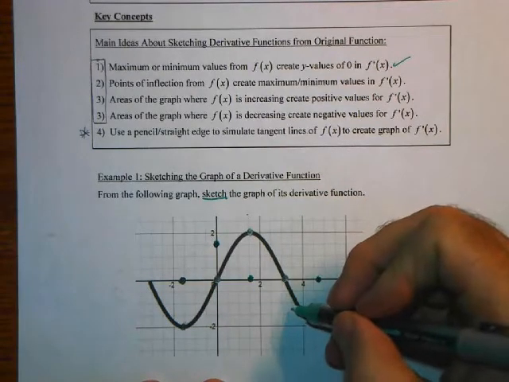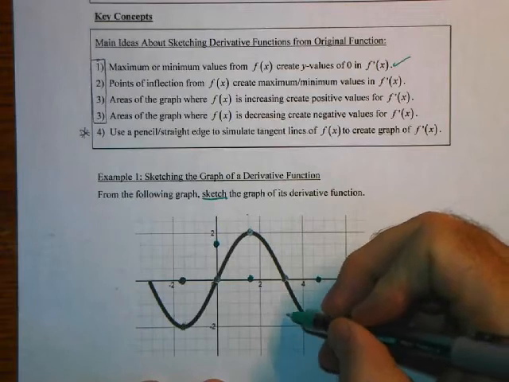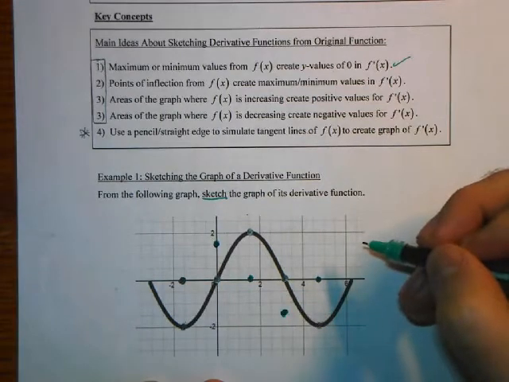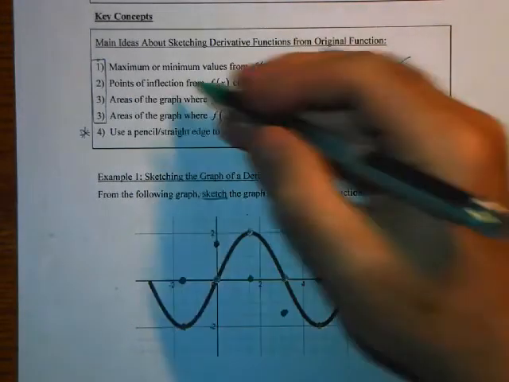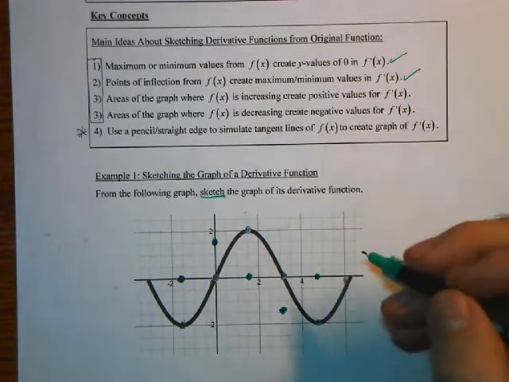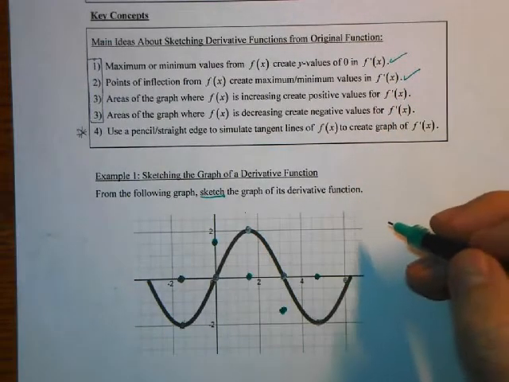So I'm going to plot my point right about, let's go right here. And again, sketching, it's not going to be perfect. Okay, so we've handled the points of inflection. We haven't joined anything yet. We're still going to think about how this works.